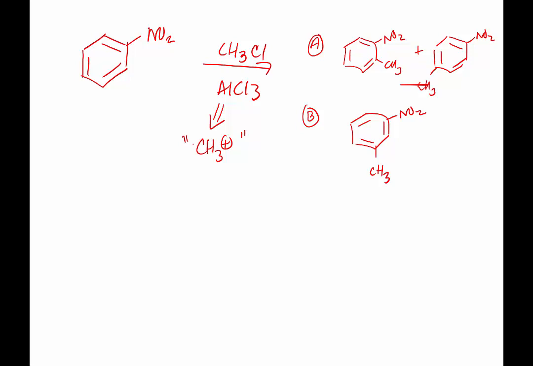No. The group that's on the ring is the directing group. And so you don't want to confuse the group that's being added with the group that's already on the ring. This is the directing group, and so it says direct the group to the meta position. And there's 2 meta positions, right? But they would give the same product. So it's the nitro group that tells the methyl group where to go, not vice versa. So the methyl group is not self-directing. The nitro group says this is where the methyl group should go.